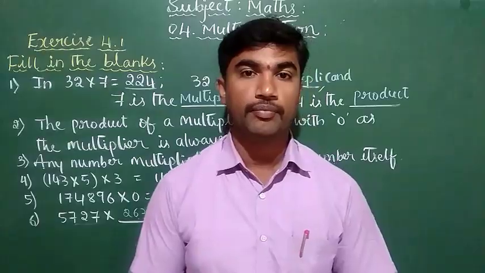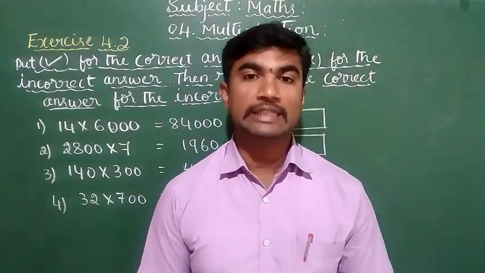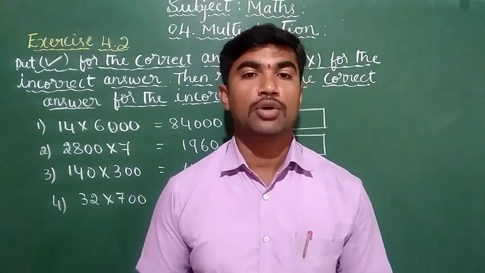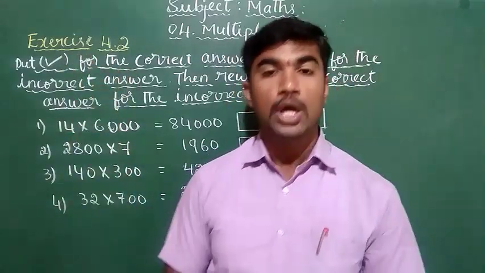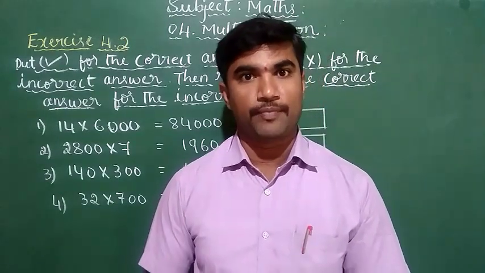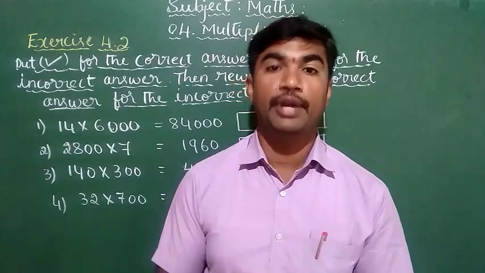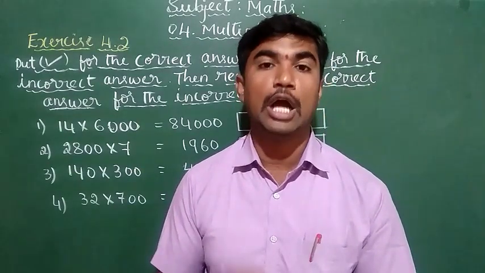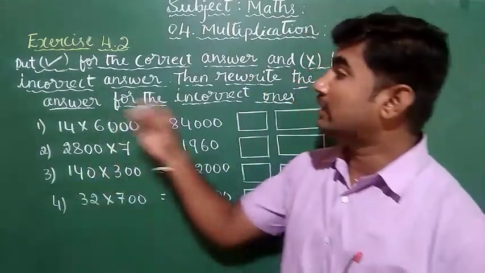Okay, so after completion of exercise 4.1, let us move on to the next topic, that is multiplication with zeros. I will explain those problems with the help of exercise 4.2. How to multiply numbers with zeros, that is, multiplication and multiplier having zeros? How can we multiply easily without solving step by step? Directly, how can we get the answer? Okay, let us start exercise 4.2.